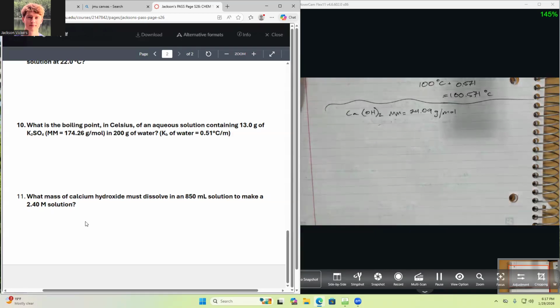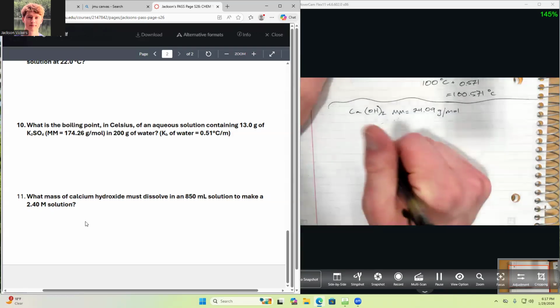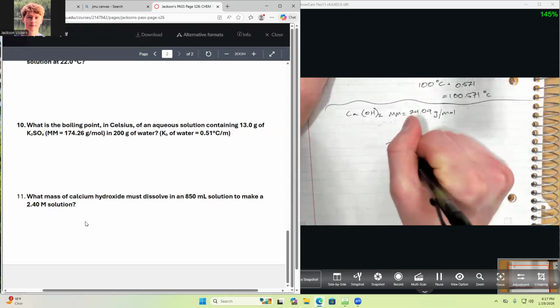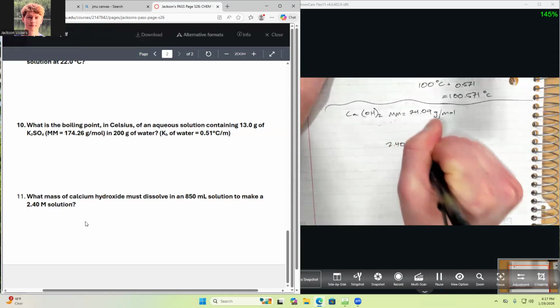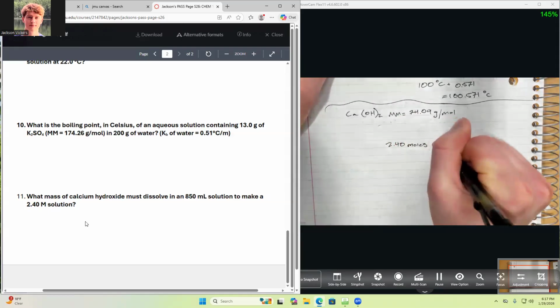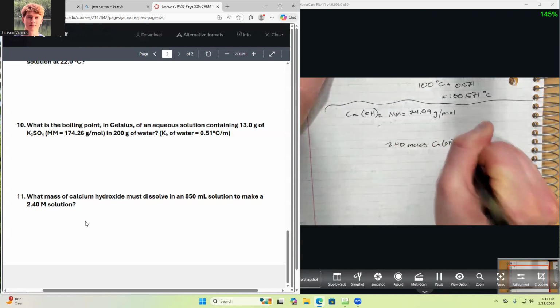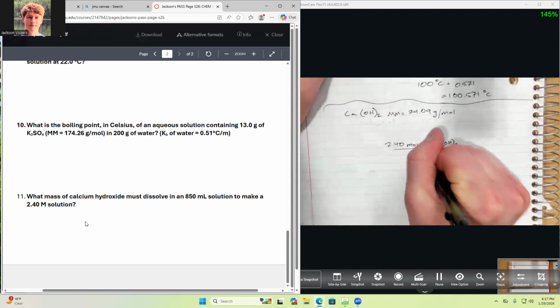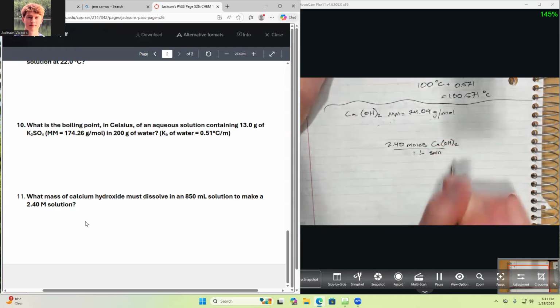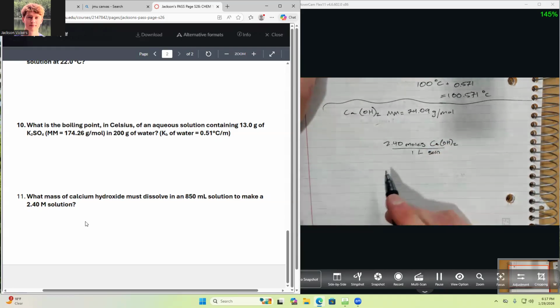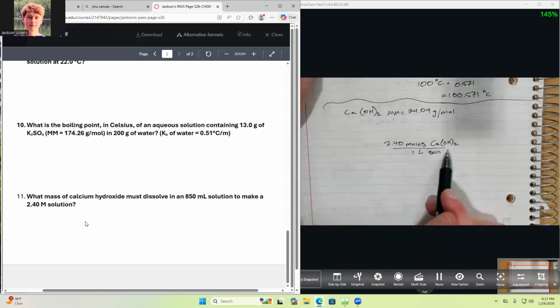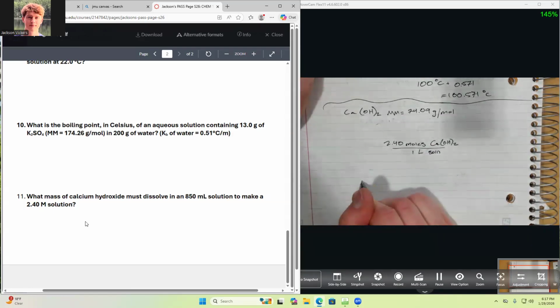But yeah, so what do we have here? We have two numbers, so we've got to use at least one of them to start with. And I think it's going to be easier to start with the last one. So we have 2.4 molarity. So we know that means we have 2.4 moles of that calcium hydroxide for every liter of solution. So let's try to get, I mean, we're asked for a mass of calcium hydroxide. So let's go from moles of this to mass.